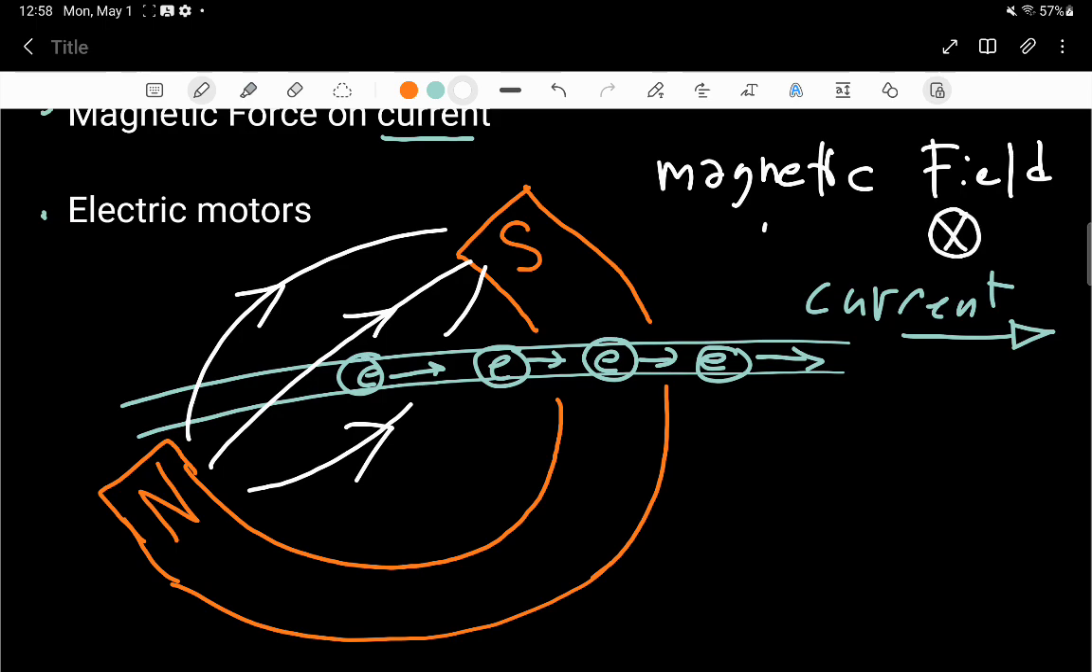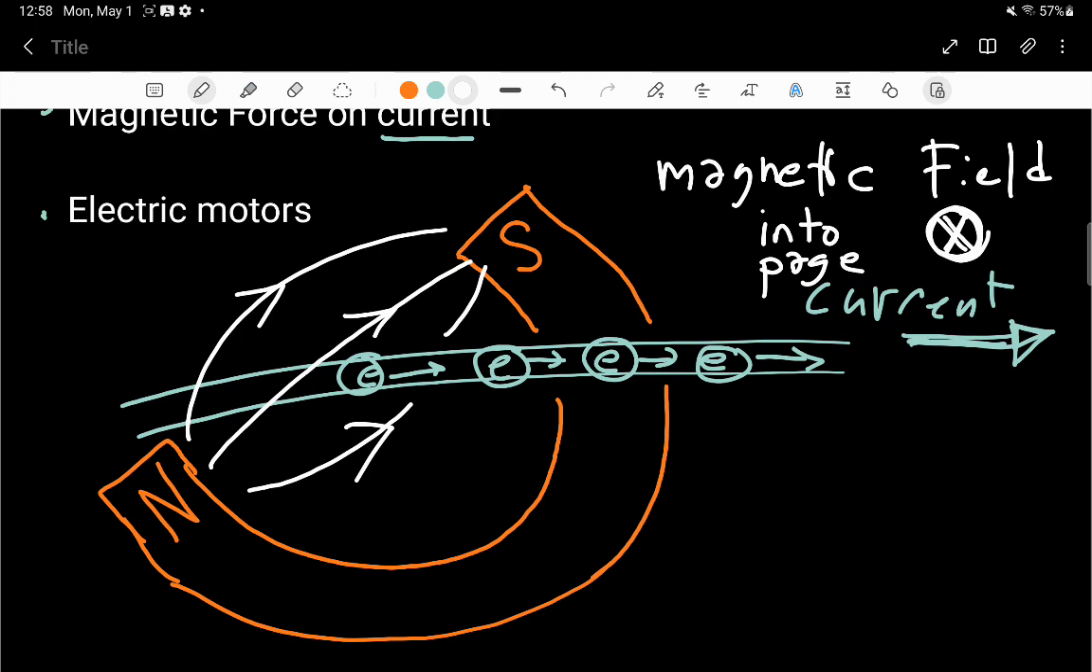So this is sort of a symbol for into the page, right? So I've got a rightward current. Here it is. This current is heading towards the right. And I have a magnetic field that is into the page. That's what I'm trying to indicate with this circle with an X. It's sort of an arrow pointed inwards as opposed to outwards or up or left, right? Okay, so into the page, the current is towards the right.